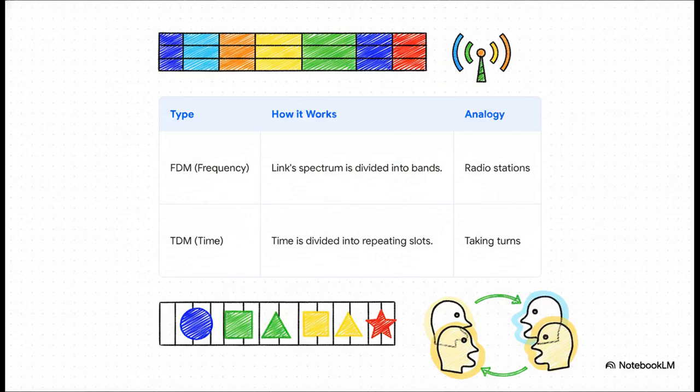The other way is time division multiplexing, TDM. Here, instead of slicing up the frequency, we slice up time. Time is broken into frames, and each frame has slots. Your circuit gets one time slot in every frame. It's like a perfectly organized round-robin conversation where everyone gets a turn to speak.